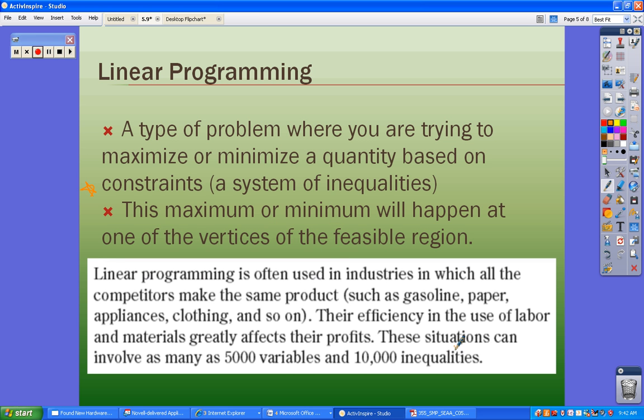But what is most exciting to me is some of these have 5,000 variables and 10,000 inequalities. Like I said, I took a class in college on this. I never had anything this big, obviously. There are computer programs that you can plug all these things into and they will tell you what to do. But this is the bones behind that.